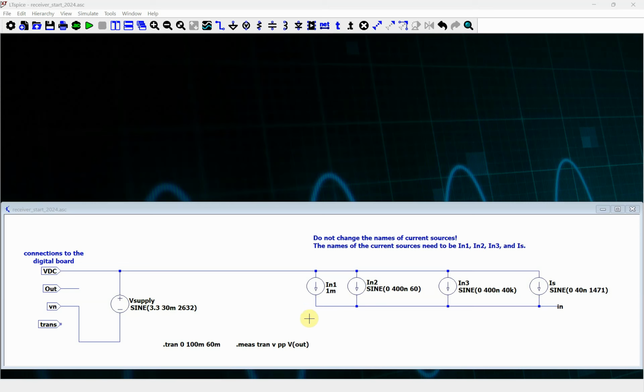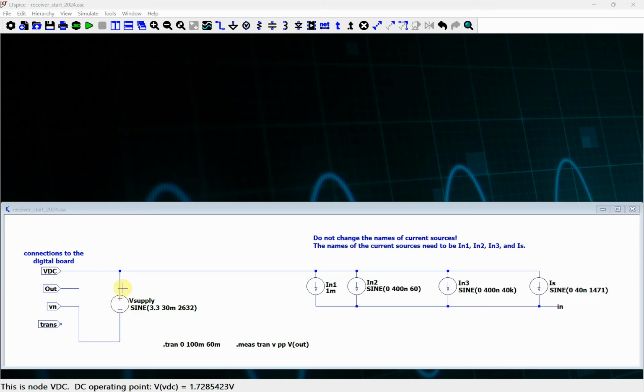This video talks about the input signals to our receiver with the different noise sources. So first of all, these pins right here are the connections from our digital board. We have the 3.3 positive and the negative rail, so we're going to convert these to 1.65 and minus 1.65. This is going to be connected to the output of our receiver, and then this is our transmitter signal that we're not using right now.